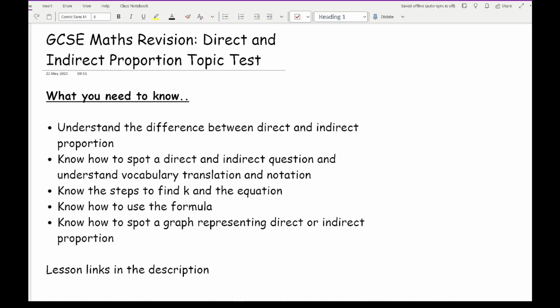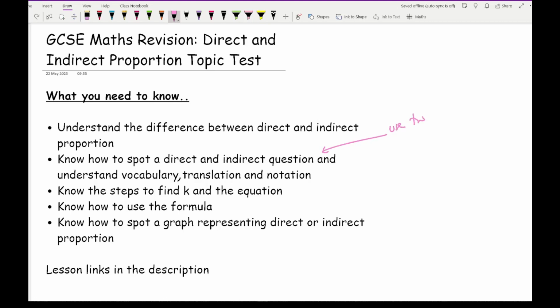The next thing you have to do is be able to spot a direct and indirect question and understand the vocabulary, the translation and the notation. Now each of these things are really important to get started on these questions. Now in terms of spotting an indirect and direct proportion question, they will usually use the word proportion. They may also use varies or related to, etc.